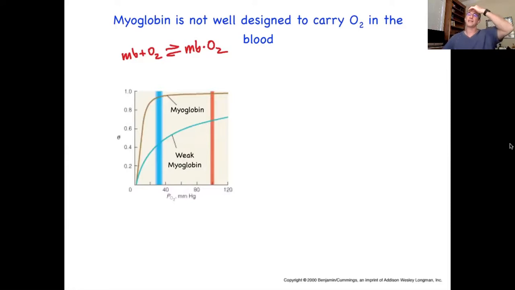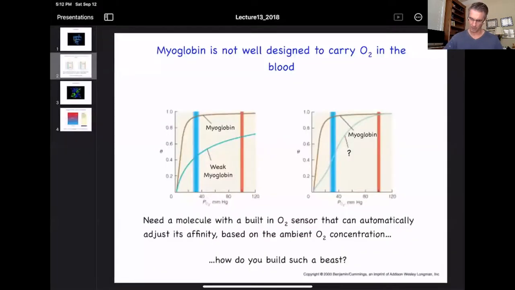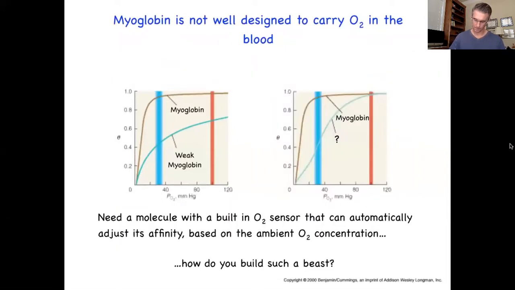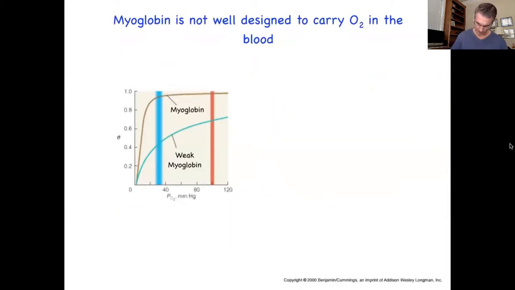You're like, oh, okay, well, that's easy. All I've got to do is weaken it. All I've got to do is take that binding constant that I had written here and lost.